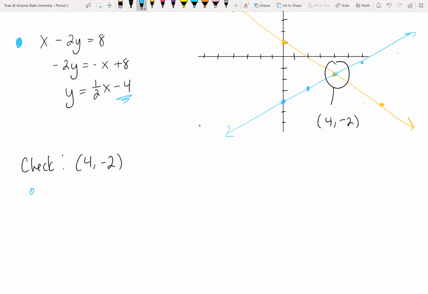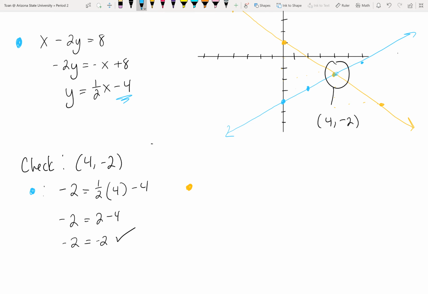So let's check for the blue. We have y, which is negative 2, equals 1/2, which is the x, minus 4. Negative 2 equals 2 minus 4. Negative 2 equals negative 2. So it works for the blue. Let's check the orange.